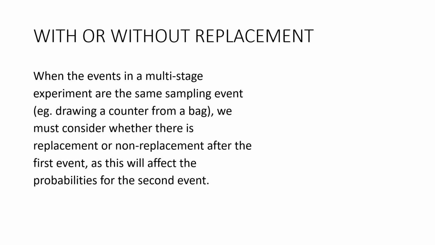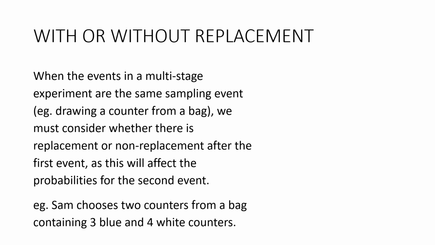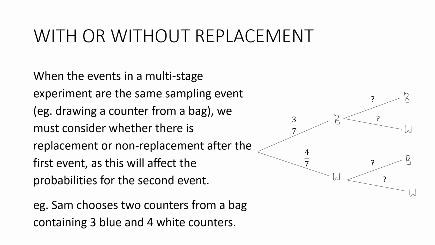Okay, last thing for this lesson. When the events in a multi-stage experiment are the same type of sampling event, that means you're drawing something out of a bag, for example, we must consider whether there is replacement or non-replacement after the first event, because this is going to affect the probabilities for the second event. So for example, if Sam chooses 2 counters from a bag containing 3 blue and 4 white counters, we're fine with the probabilities for the first event. They are 3/7 and 4/7, but we don't know the probabilities for the second event until we're told whether she replaces the first counter or not.